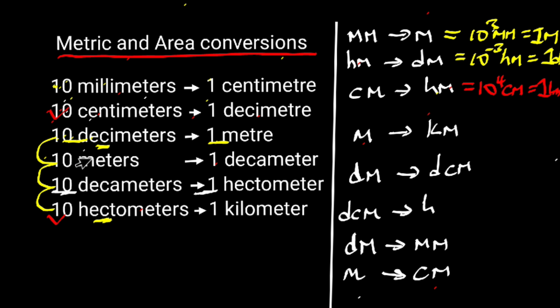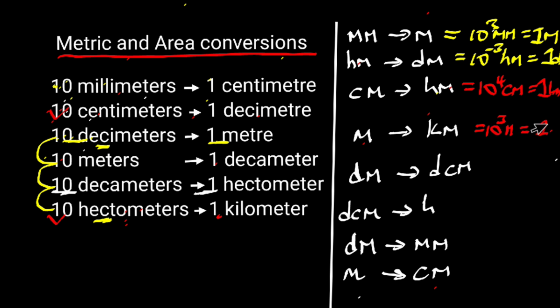Now let's convert from meters to kilometers. From meters to kilometers, we are going to start from these meters and count the number of tens we have before we reach this 1 kilometer. So let's count. This is 1, 2, 3. So we have 3 tens. So that means that 10 raised to the power 3 meters is equal to 1 kilometer.